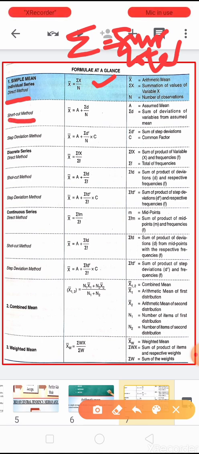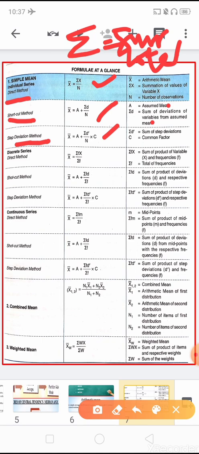And if we calculate the arithmetic mean with the shortcut formula, the formula is x bar is equal to a plus sigma d upon n. Here, children, a is the assumed mean and sigma d is the sum of deviations of variables from the assumed mean. Then we have the step deviation. The step deviation formula is x bar is equal to a plus sigma d dash upon n into c. Now here sigma d dash is equal to the sum of step deviations, and c refers here to the common factor.